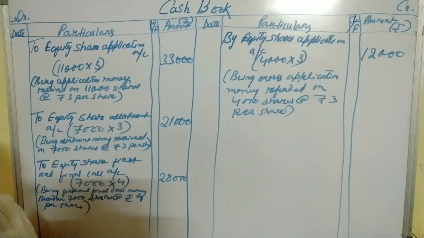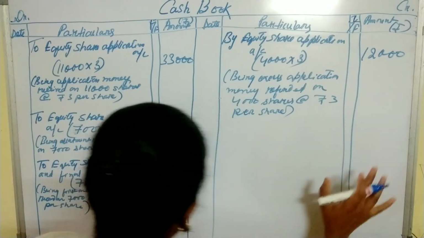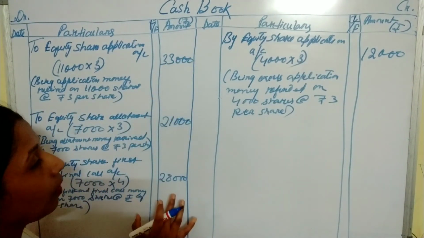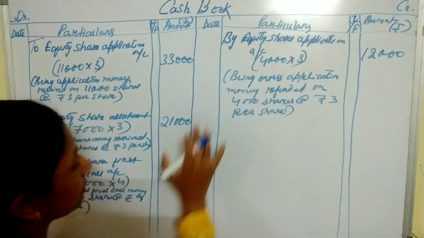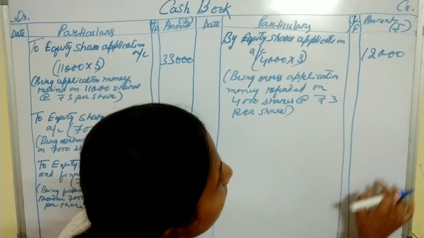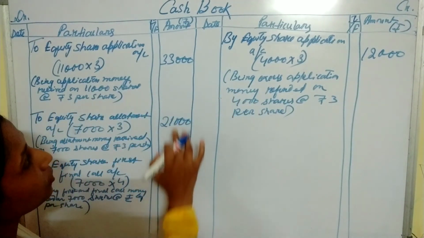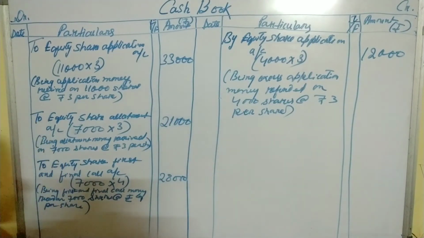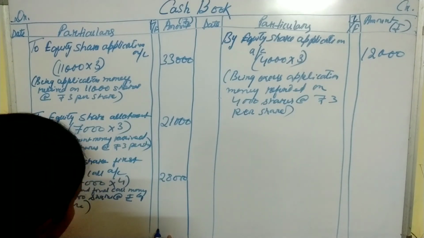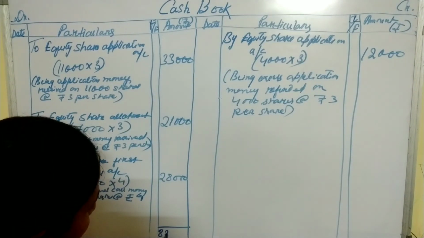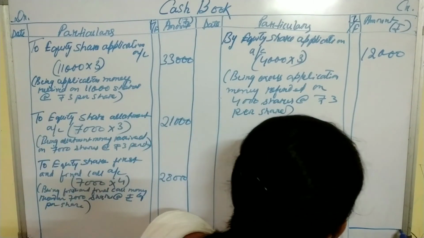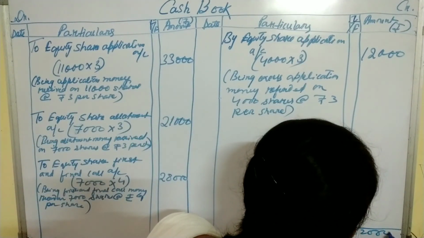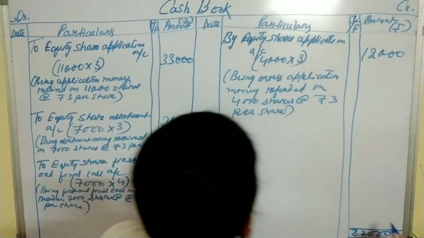Okay. Now, what we are going to do? We will calculate both these sides. So, first of all, we will calculate the higher side. In this side, the total is 12,000, and in this side, the total is 33,000 plus 21,000 plus 28,000, that is 82,000. In both sides, we will write 82,000. This is balancing an account.